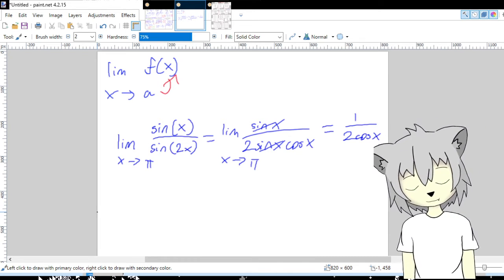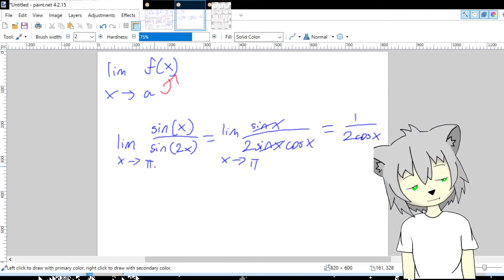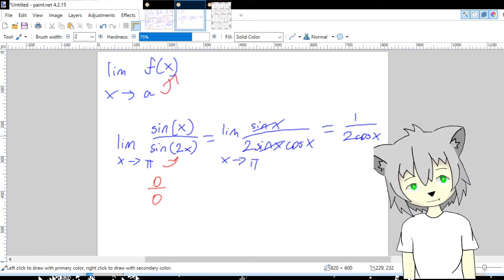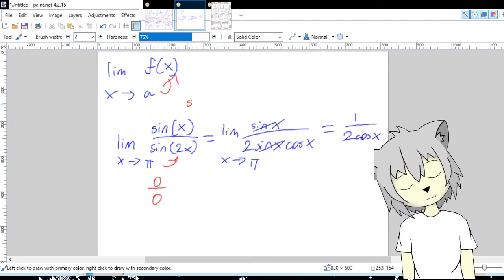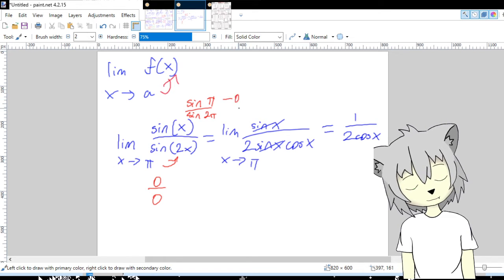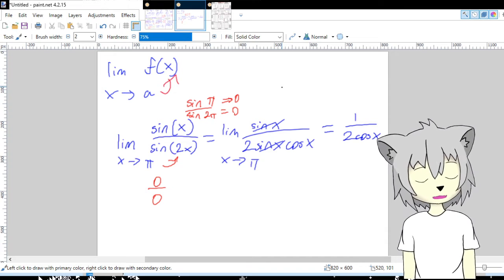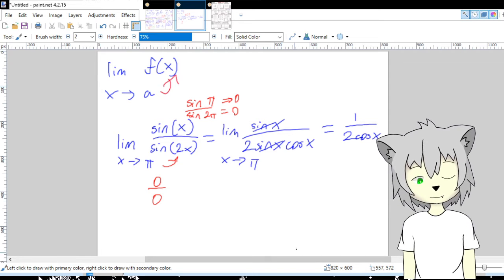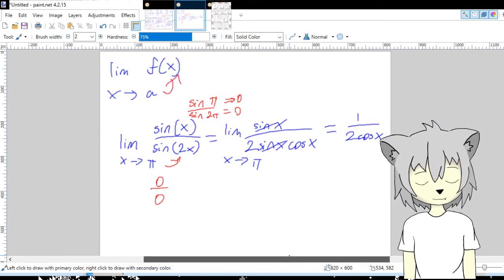Well, technically for this problem, since we're approaching pi, if you plug in pi you'll just straight up get 0 over 0, because sine of pi over sine of 2 pi, that's just 0. That equals 0, and that also equals 0. If you haven't learned trig already, please do, but you probably don't need to learn the entire thing.